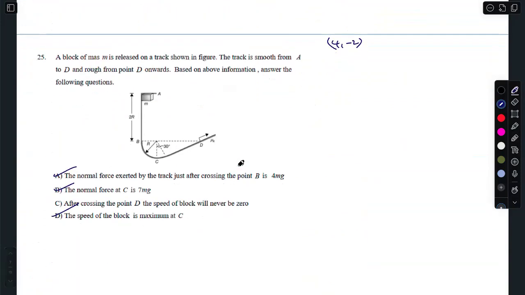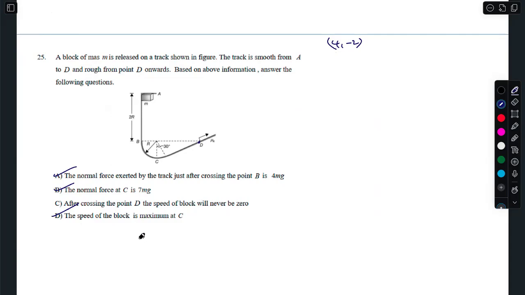Next, the 25th question. If you get stuck with a lengthy question, what will happen? You will miss the opportunity to do the easy questions thereafter. So in this question, if you see, a block of mass M is released on the track as shown in the figure. The track is smooth from where to where? A to D. Till here it is smooth, and rough from D onward. Based on the above information, answer the following questions.